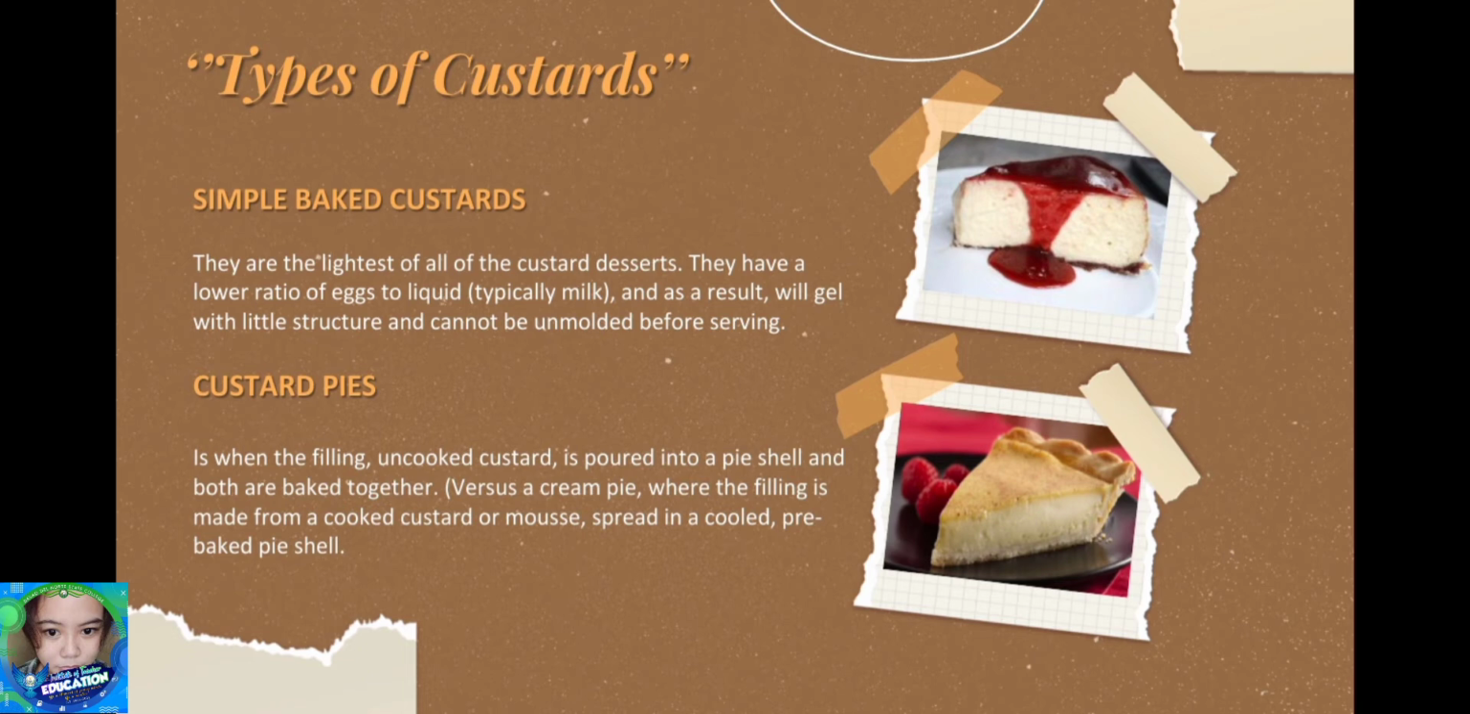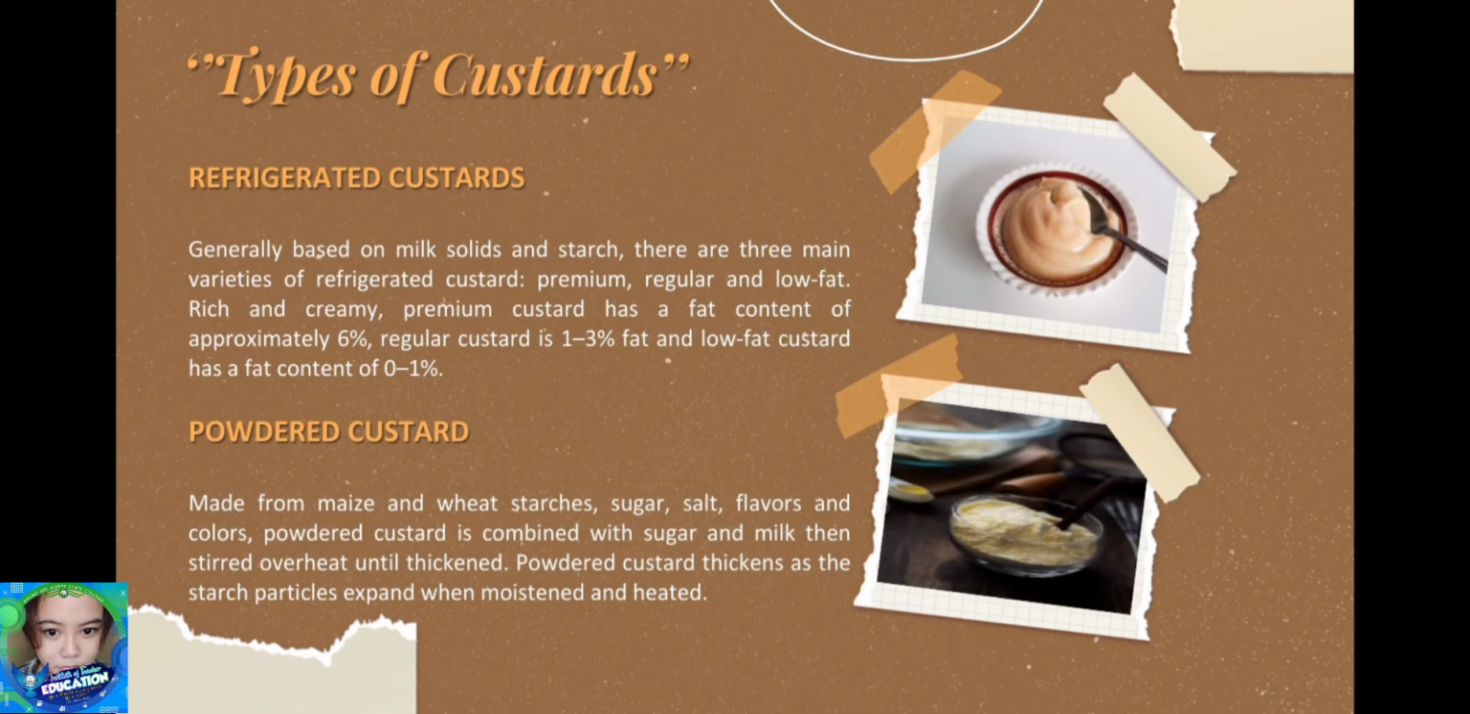Versus a cream pie, where the filling is made from the cooked custard or mousse spread in a cold, pre-baked pie shell. So what are custard pies made of? The filling is simply a combination of eggs, milk, sugar, nutmeg, cinnamon, vanilla, and salt. So that's it. Next is the refrigerated custards, generally based on milk, solids, and starch.